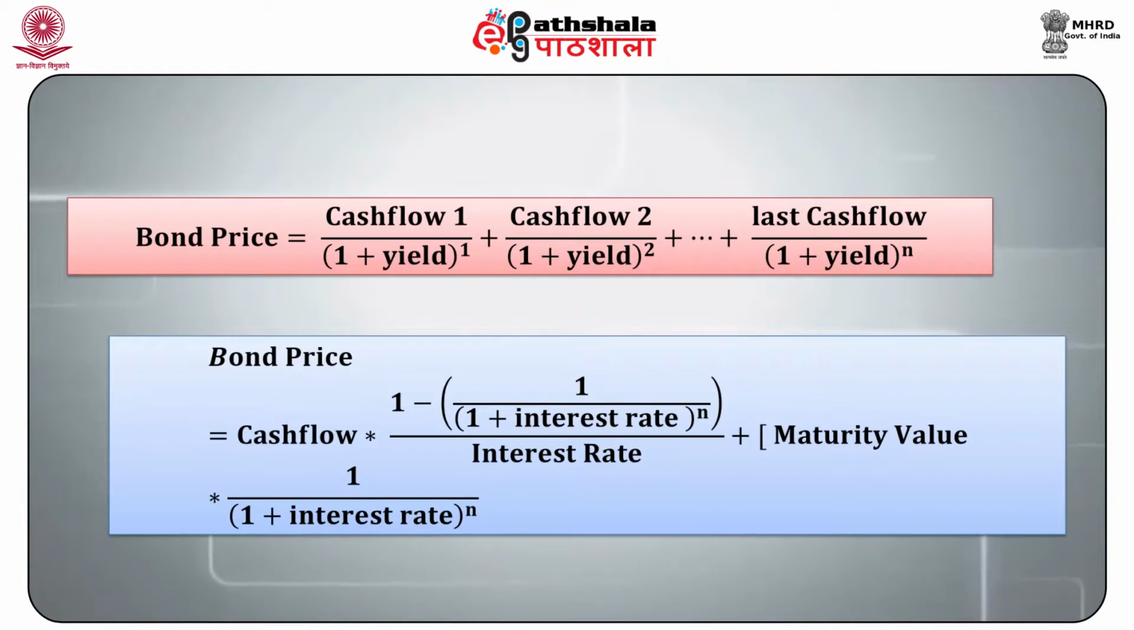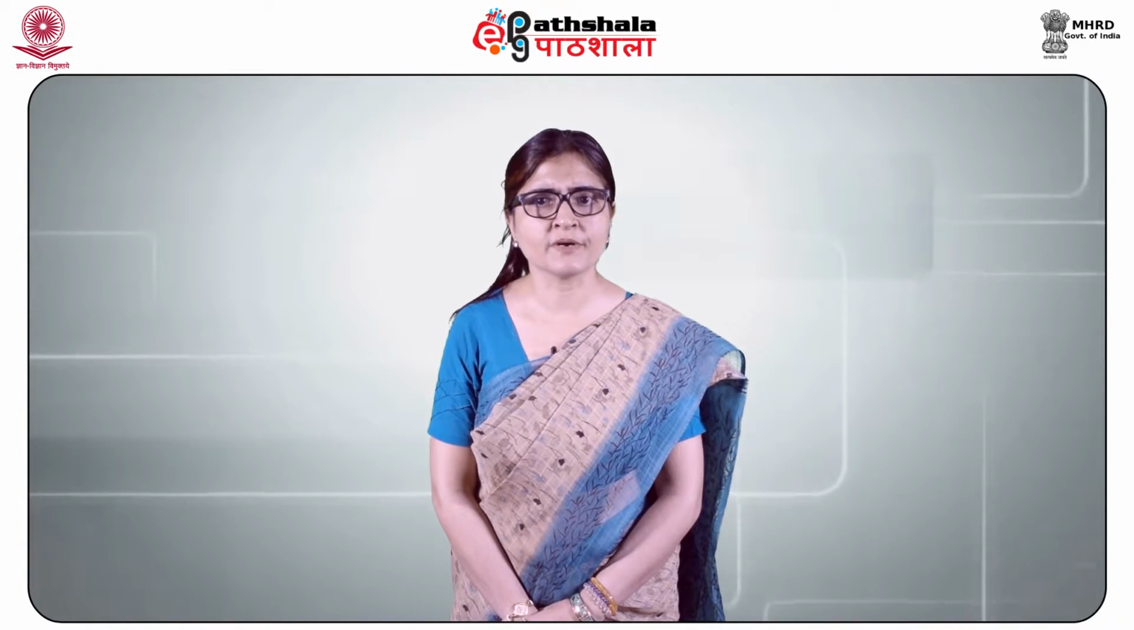The method for calculating YTM is: bond price is equal to the cash flow in year 1, 2, and so on, plus the cash flow of the last year, each divided by 1 plus yield raised to the power 1, 2, till power n. Solving the equation by hand requires an understanding of the relationship between a bond price and its yield, as well as of the different types of bond pricing.